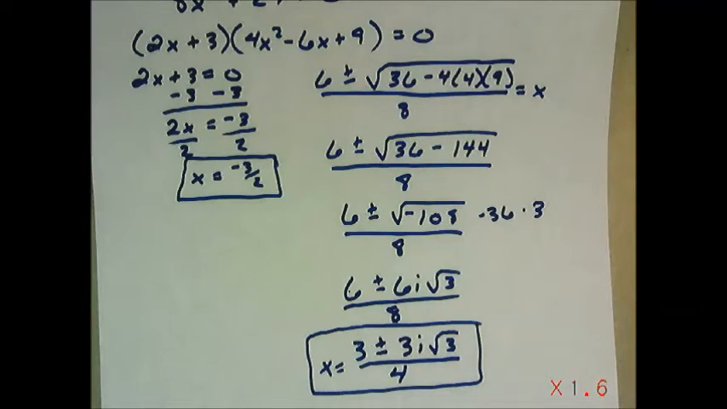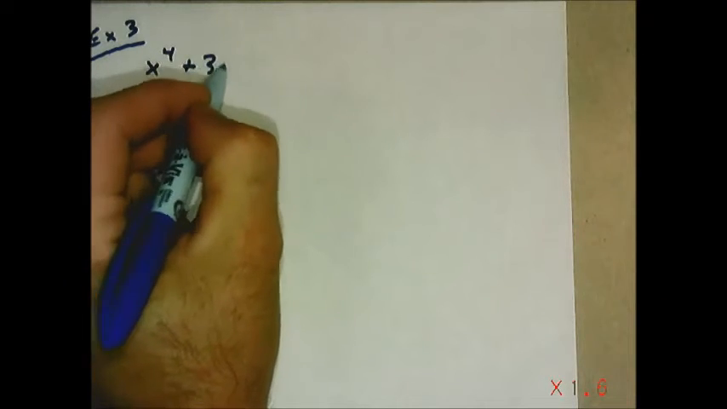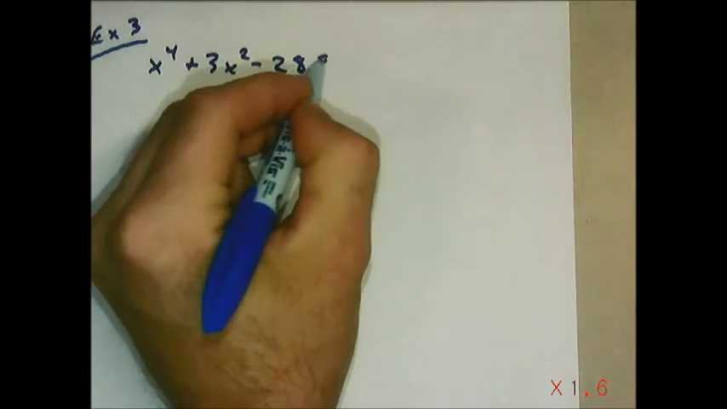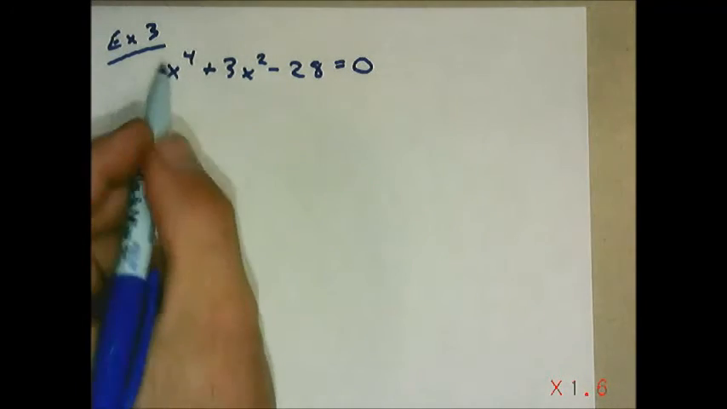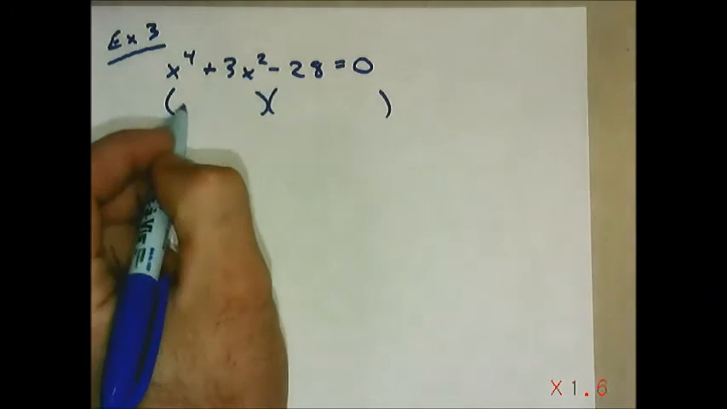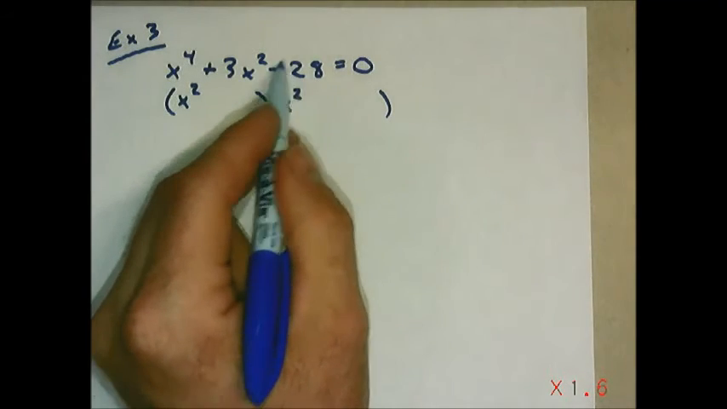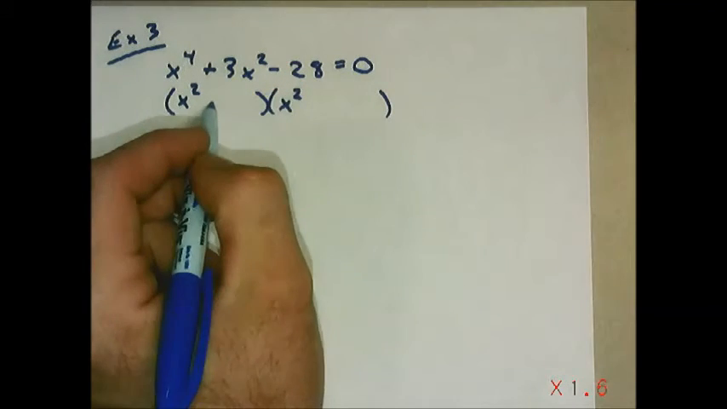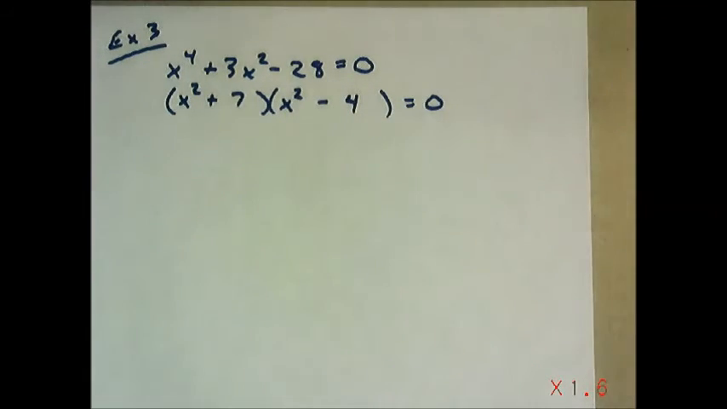And again, we're going to use the same process that we used yesterday when we factored quartics. So let's take example 3, and let's look at x to the 4th plus 3x squared minus 28 equal to 0. We're going to, again, factor this if we can, and this one does factor. Remember, x to the 4th can break up into x squared and x squared. We're going to multiply to give us negative 28 and add to give us 3. So we can have plus 7 and minus 4 equal to 0.